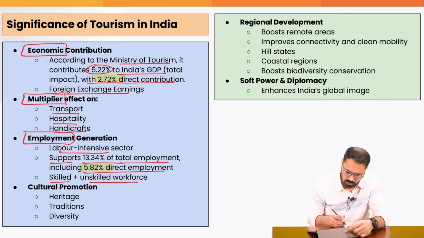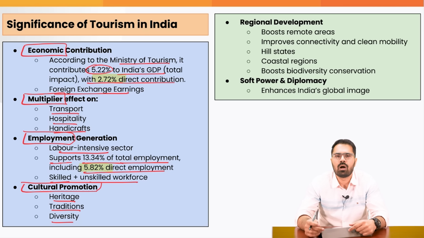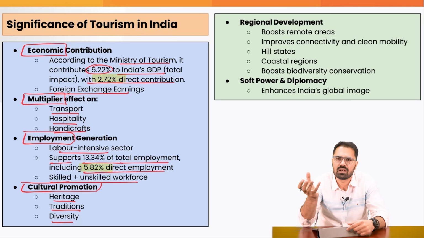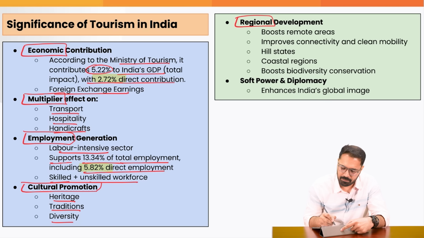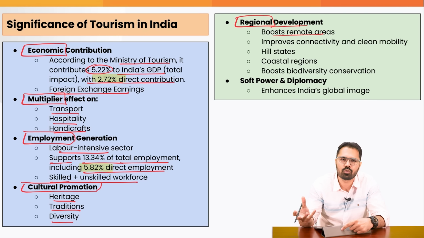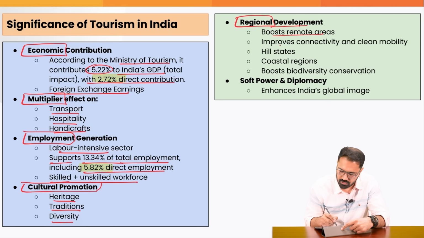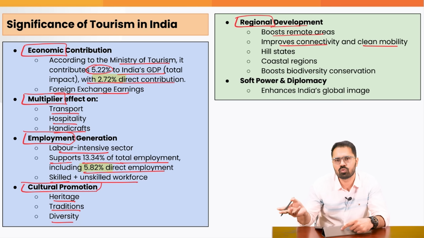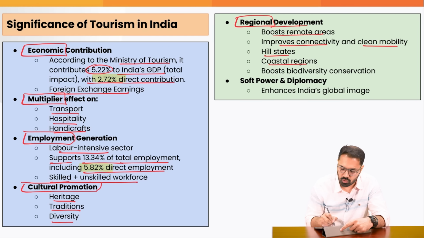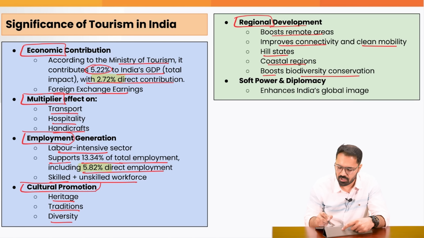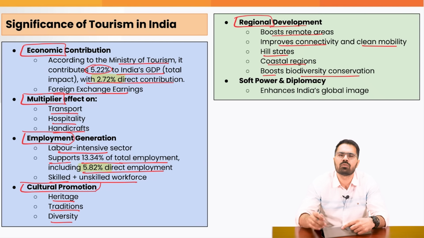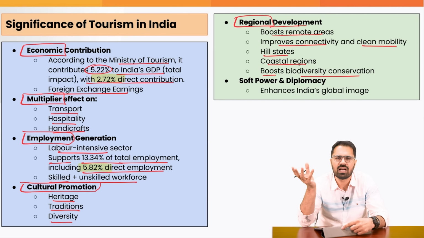Clear? Then you have various cultural promotions of tourism in the form of heritage sites, traditions, and diversity. Our culture is maintained through these things, and it is also spread to other countries. Then regional development happens because of tourism. It boosts remote areas, especially in the form of rural tourism or ecotourism nowadays. It improves connectivity, and clean mobility reaches remote places, hill states, and coastal regions, and it boosts biodiversity conservation also, because the remote places are the ones living more in harmony with nature.